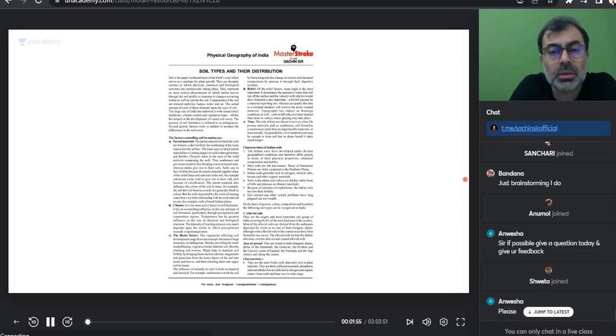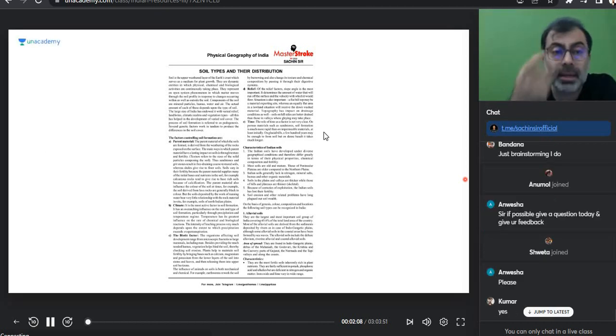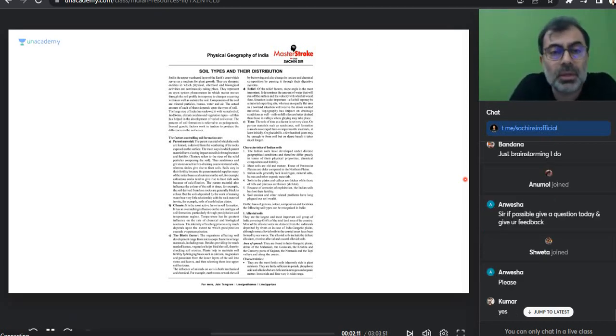So land resources, I am seeing them along with soil. So please tick mark on the soil categories of the physical geography of India, that part, chapter 1 of paper 2. And here I'm taking it in chapter 2. That is one thing which I wanted to share.